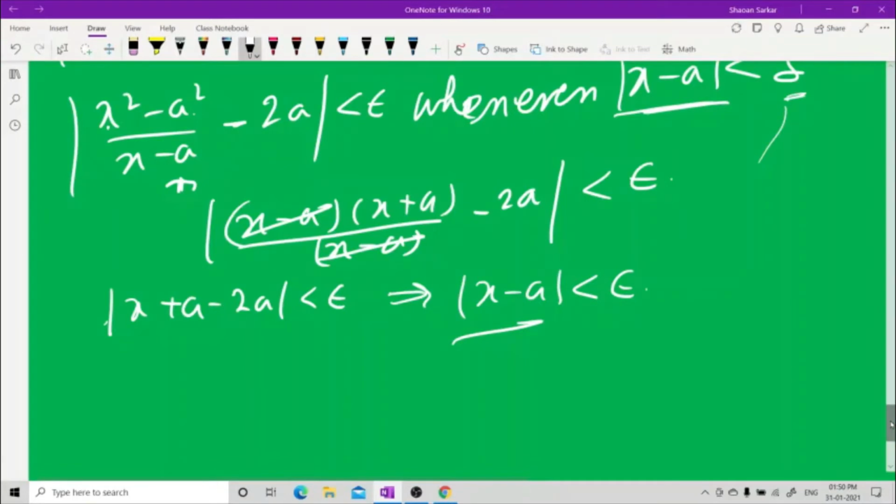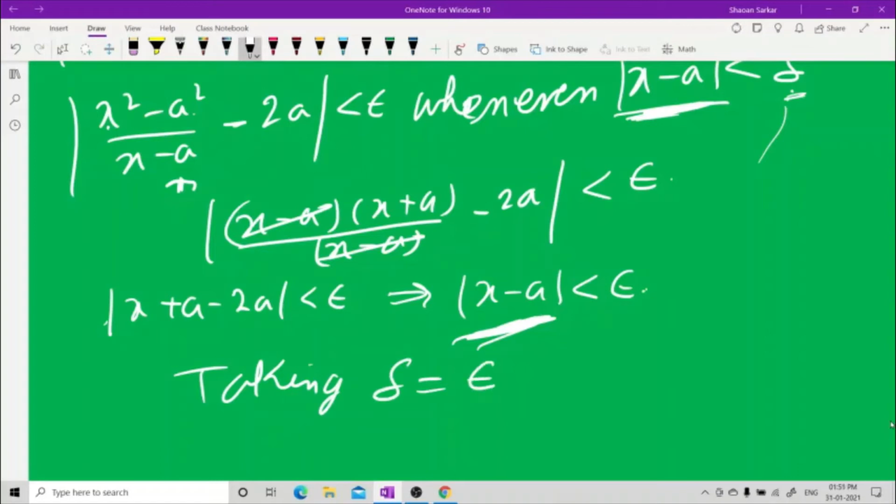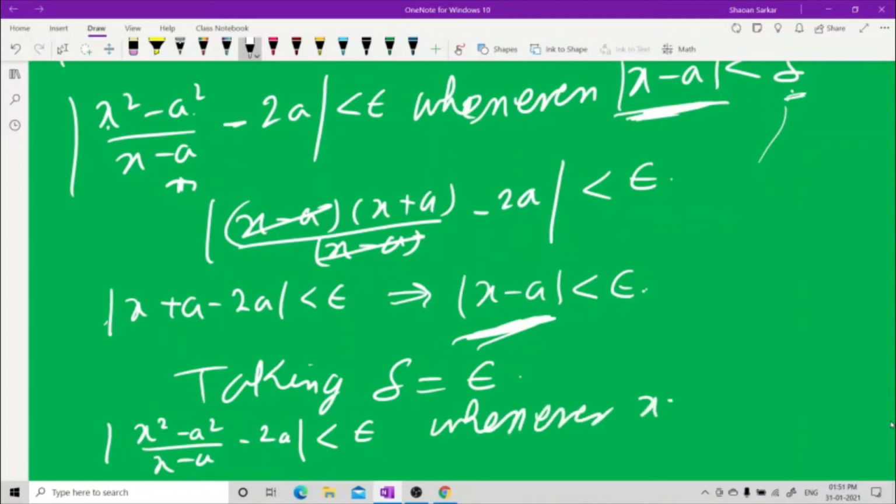See, they are in the same format. So now you take delta equal to epsilon. So your |(x square minus a square) upon (x minus a) minus 2a| is less than epsilon whenever |x minus a| is less than delta equal to epsilon. So done, this question is done.